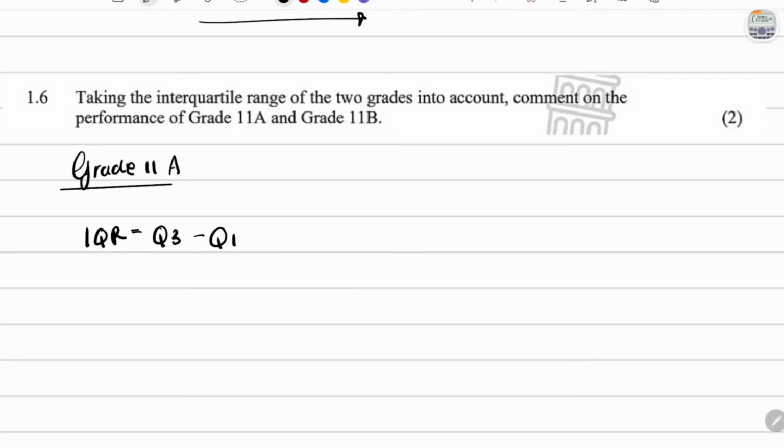And a little story about the IQR. You see, the IQR of a data set is the interquartile range, right? So it's a type of range. If you think about the range of a data set, the range is calculated simply by taking the highest, which is the maximum, minus the lowest.